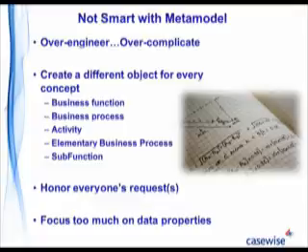First and foremost, let's not over-engineer our meta models, and let's not overcomplicate our meta models. We have a tendency to want to create a different object for every concept. So let's give you an example. Let's say we're trying to build out our business architecture. And we've got a number of architects involved in the process, and we're trying to decide our meta model. And there are folks that say, well, we need to capture our business functions. Okay, that's an object in our meta model. We need to capture our business processes, activities, elementary business processes. And all these things may have very distinct and different kind of meaning to those individuals.